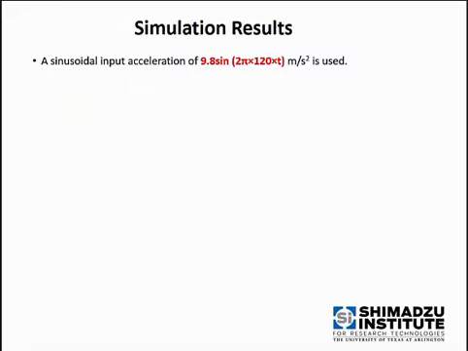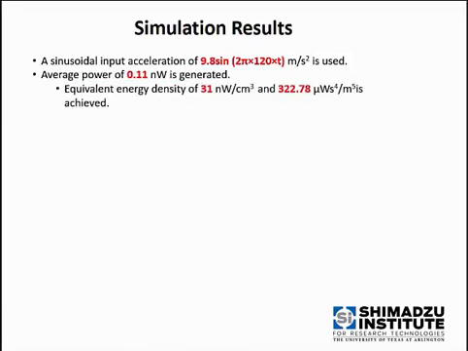So here's a simulation. We simulated our system with a sinusoidal vibration source of magnitude 9.8 meters per second squared with a frequency of 120 Hz, and we obtain an average power of 0.11 nanowatt, which is an equivalent energy density of 31 nanowatt per cubic centimeter, and 322.78 microwatts when normalized with respect to volume and magnitude of acceleration squared.